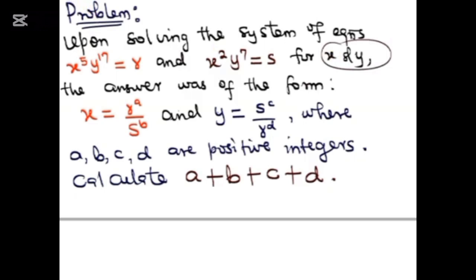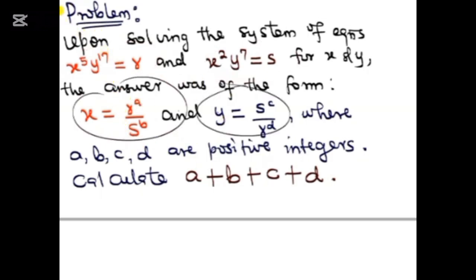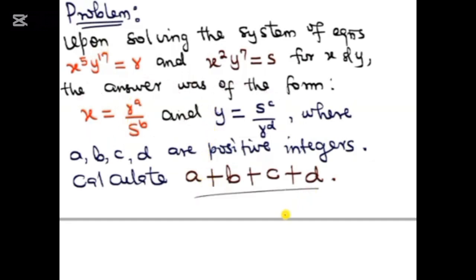We are not asked to find x and y. We are told that these two systems were solved, and the person was looking for x and y, and in the end, the person got x to be of this form and y to be of this form. They are saying if this is true, then we should find the value of a plus b plus c plus d, where a, b, c, and d are the powers of the values r and s, as given in the equation.